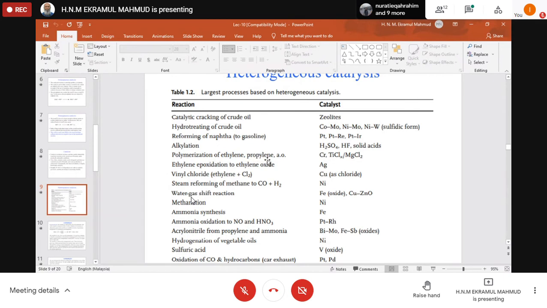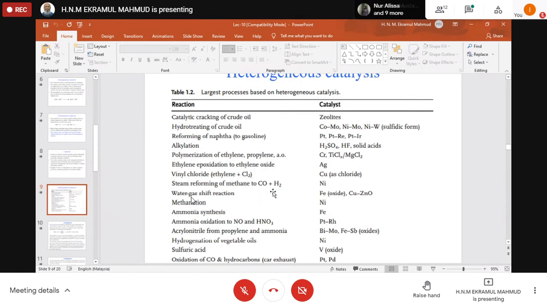Polymerization of ethylene, propylene, and aromatic compounds: all these use either chromium or titanium chloride over magnesium chloride. Ethylene to ethylene oxide: silver can be used as the catalyst. Vinyl chloride: copper chloride is used as the catalyst.